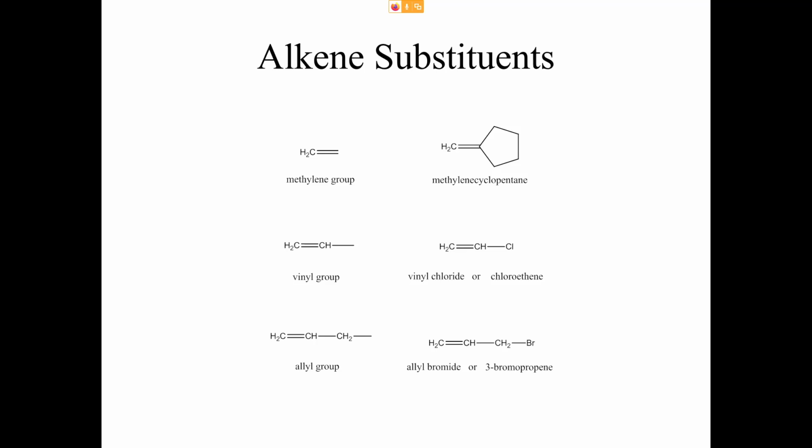So you have a methylene, a vinyl, and an allyl group. So 1, 2, or 3 carbons with a double bond at the end. And some examples on the right.